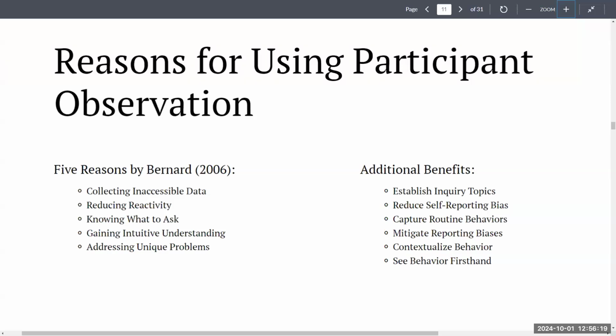Knowing what to ask is very important, because you know the person in front of you and because you've built a relationship with them, you know what kind of questions you need to ask them to solicit the information you need to find out, to understand what shapes their mind. Make sense? Okay. Gaining intuitive understanding: being immersed in the environment allows the researcher to develop an intuitive understanding of the group's norms, values, and behaviors.